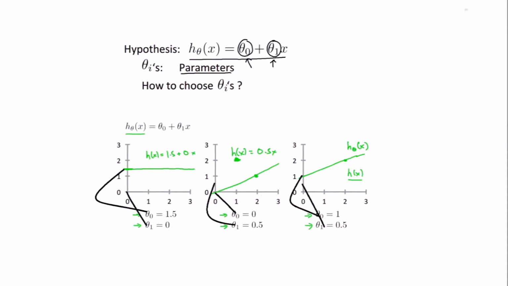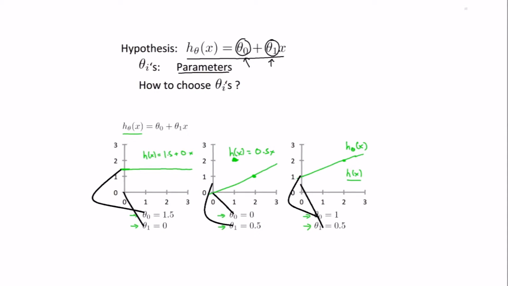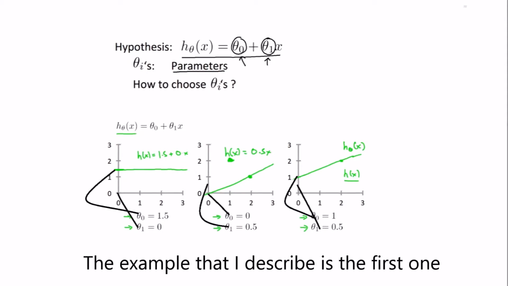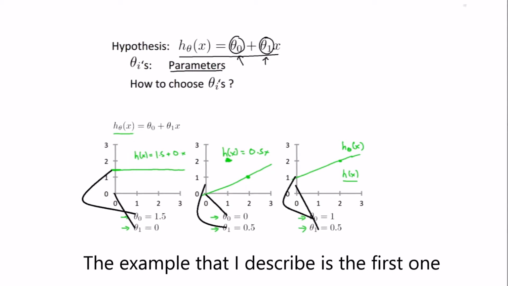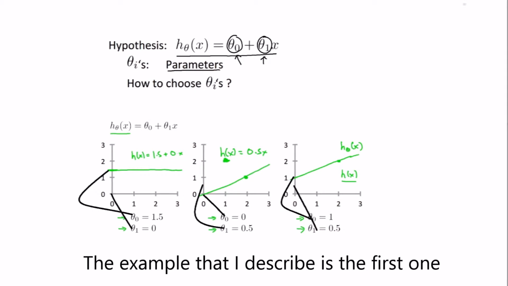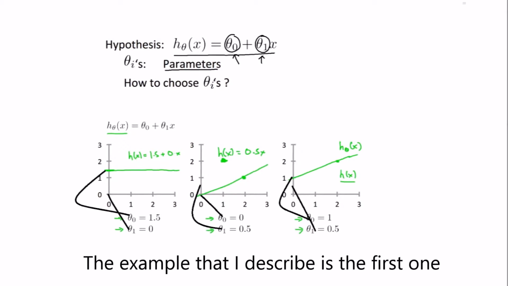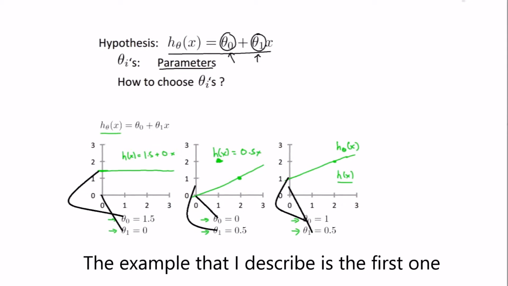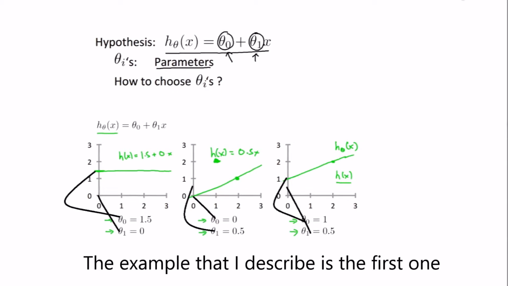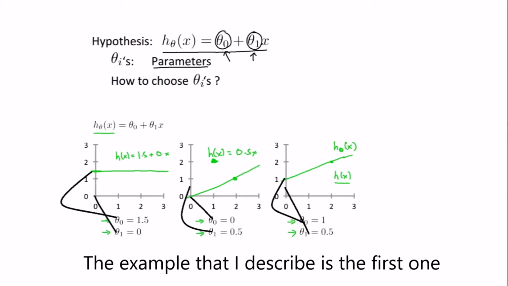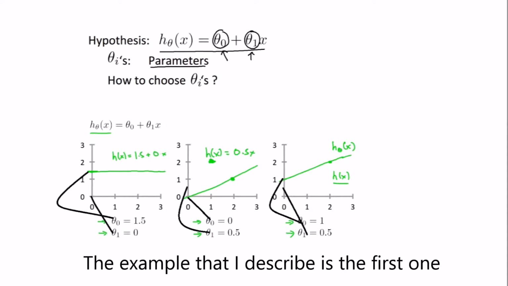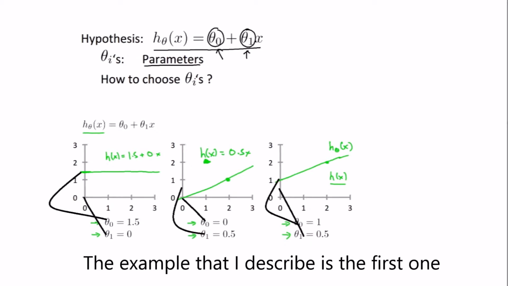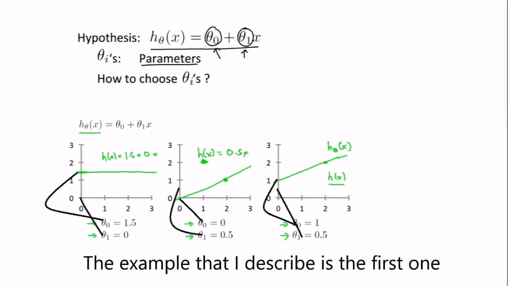For example, if theta 0 is equal to 1.5 and theta 1 is 0, then the hypothesis function will look like this. Your hypothesis function will be h(x) equals 1.5 plus 0 times x, which is this constant value function. So the result of the formula is 1.5. It's very simple, as you can see.